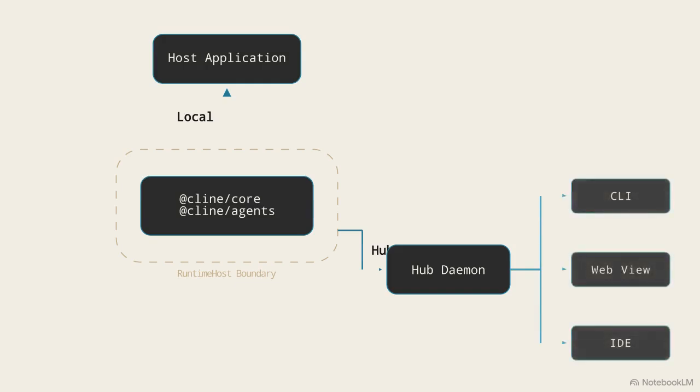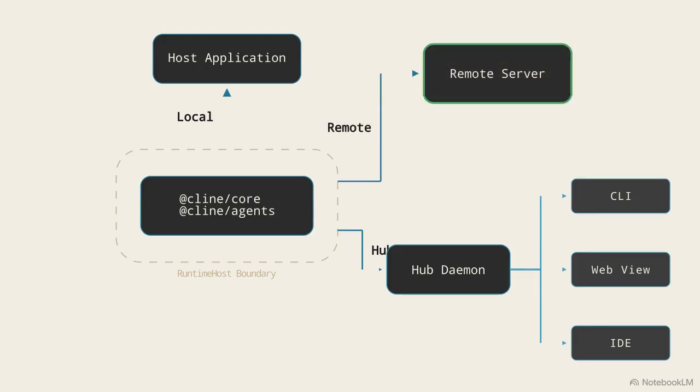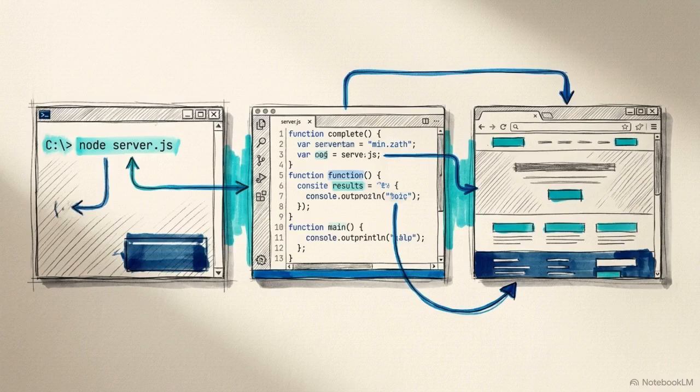The local pathway runs fully in process. The hub model operates against a detached daemon, allowing multiple external clients to attach to and resume long-lived sessions from a single shared state. The remote execution path isolates the operation entirely, pointing the SDK toward an explicit external server.